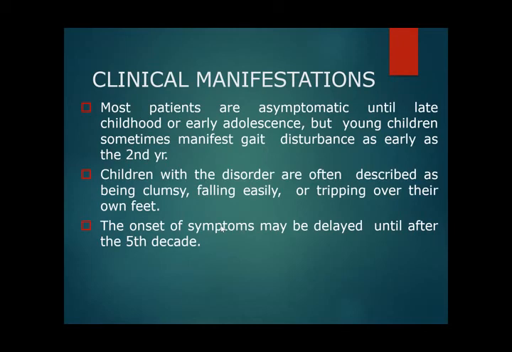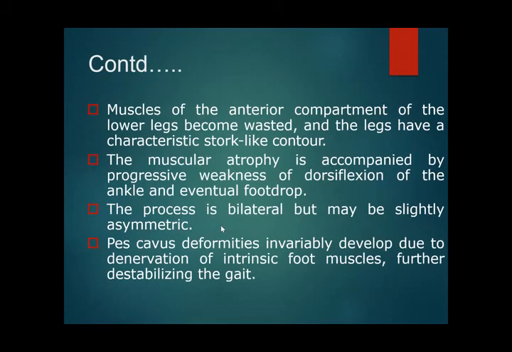The process is bilateral, and it may be slightly asymmetric, but it's mostly symmetric. Foot deformities invariably develop, which include high arch of the feet and hammertoes. It is due to denervation of the intrinsic foot muscles, further destabilizing the gait. You can see this is pes cavus deformity and wasting of the distal leg muscles in the anterior compartment of the leg. This is foot deformity.